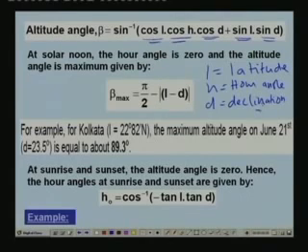Okay. So you can see that the altitude angle is simply related to the basic solar angles of latitude, hour angle and declination. That means the altitude angle depends upon the day of the year, time of the day and the location of the point.